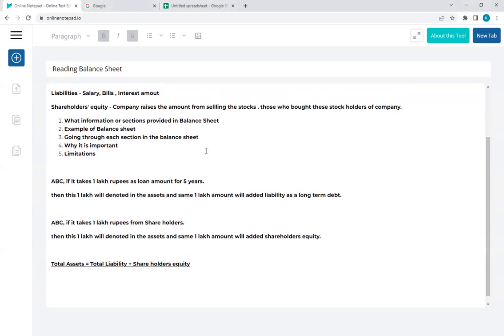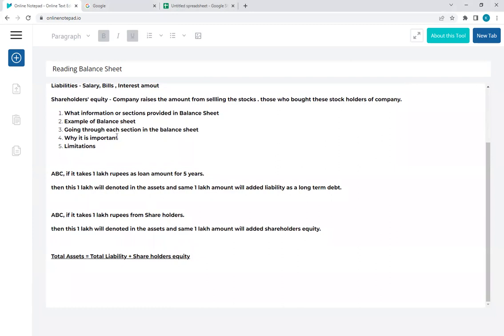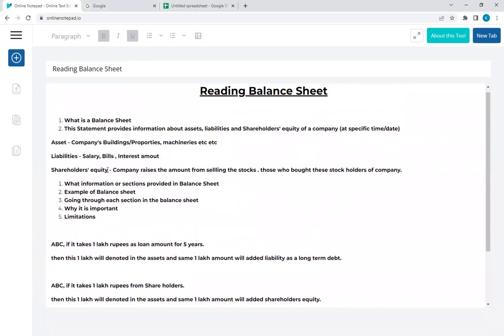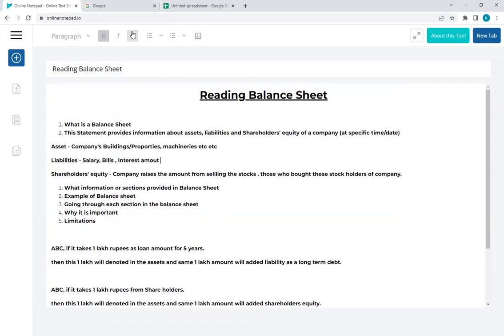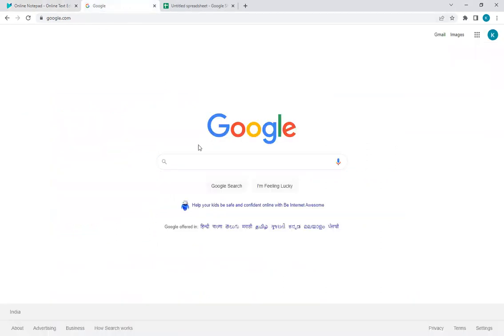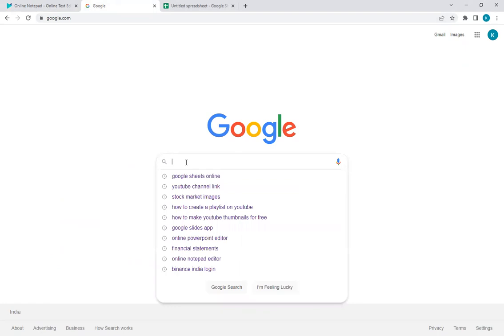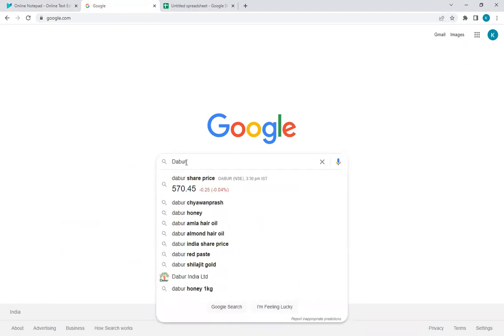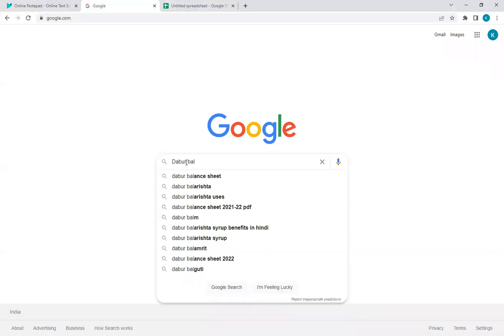Now I hope you understood what information we get from the balance sheet, that is assets, liabilities, and shareholders' equity. Now let us go to one real-time example so that you understand the balance sheet statement better. For example, if I want to take the Dabur balance sheet, the Dabur company balance sheet for 2022, the latest one.